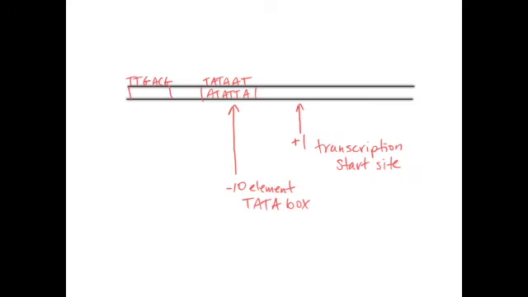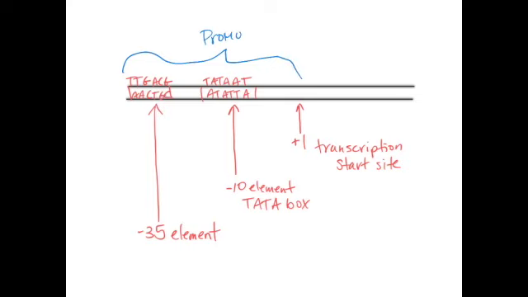And the final promoter area is further upstream. It has its own sequence as well, but it's simply called the -35 element. Together, all 3 of these regions make up the promoter for any given gene, and all 3 are necessary for the RNA polymerase to bind and for transcription to proceed through the gene.